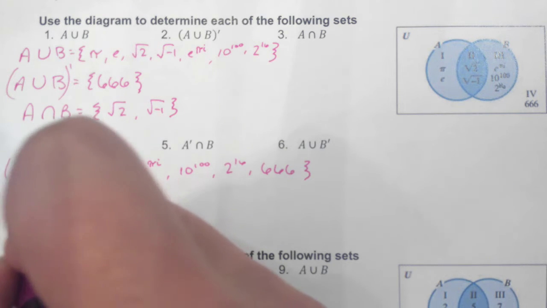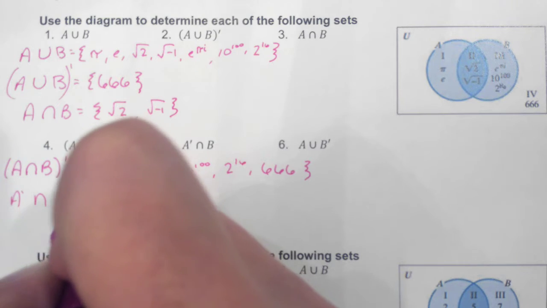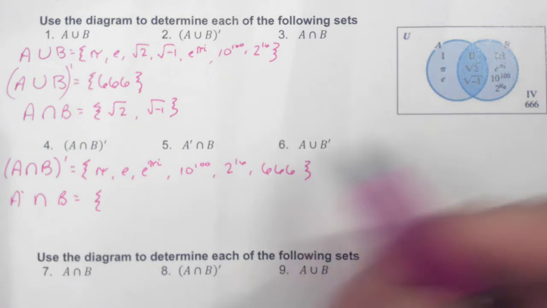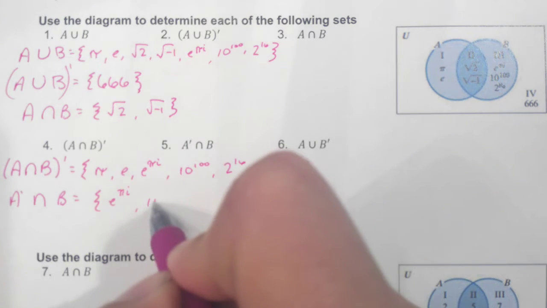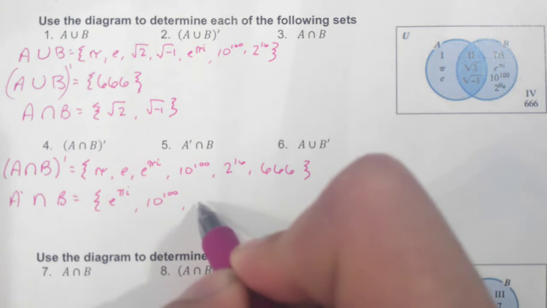So the complement of A's intersection with B, that would be e to the pi i, 10 to the 100th, 2 to the 16th.